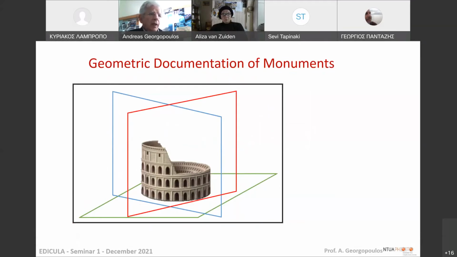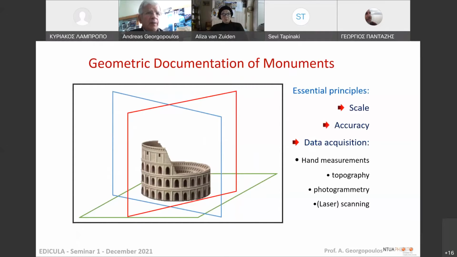So this is to visualize what I said before. You see those vertical and horizontal planes, and this is a monument, and we have to stress a few essential principles like scale and accuracy. This is very determinant for us, documenters, or let's say geomatic experts, that the scale and the accuracy, and of course the resolution of the final drawing or of the final product is crucial for the methods that we're going to use, okay?